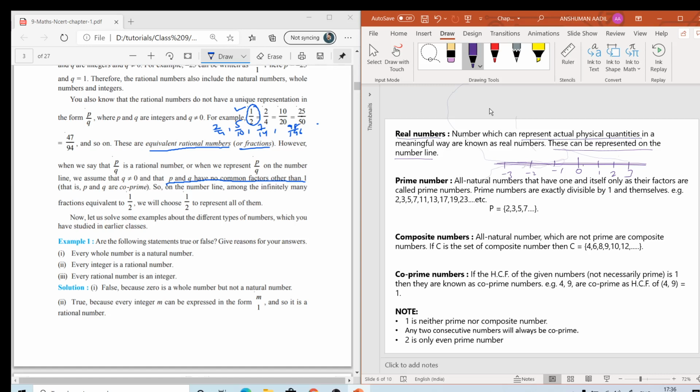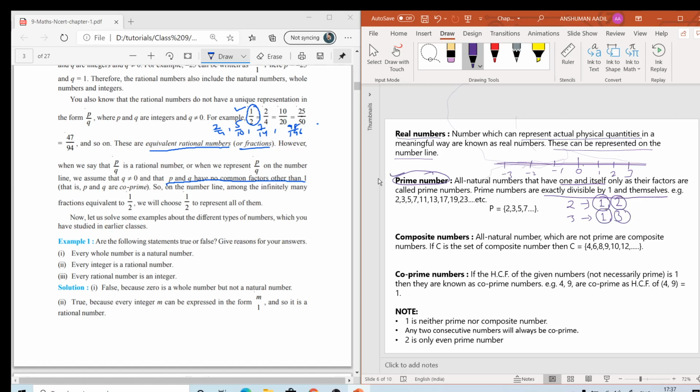Again, now we are going to learn about some other types of numbers, like prime numbers. What are prime numbers? Prime numbers are those numbers which have a factor of 1 or the number itself. That means they are divisible exactly by 1 or themselves. For example, 2 has factors 1 and 2. 3 has factors 1 and 3. So they are divided by either 1 or by themselves. They are called prime numbers.